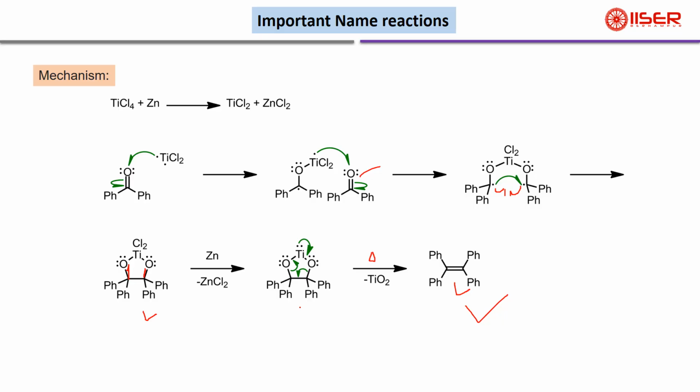Suppose you just perform the reaction at room temperature. What will happen? Just this oxygen titanium bond will cleave, which is the weakest bond here, instead of the carbon oxygen bond. So it will form a syn diol.